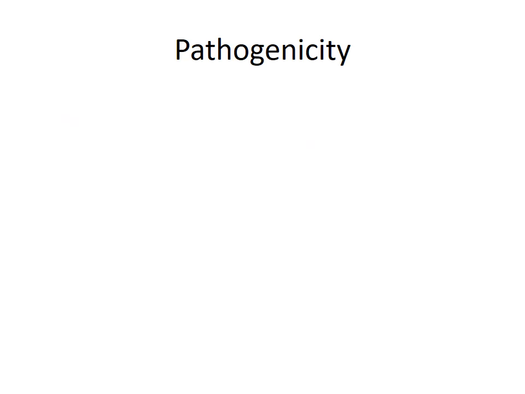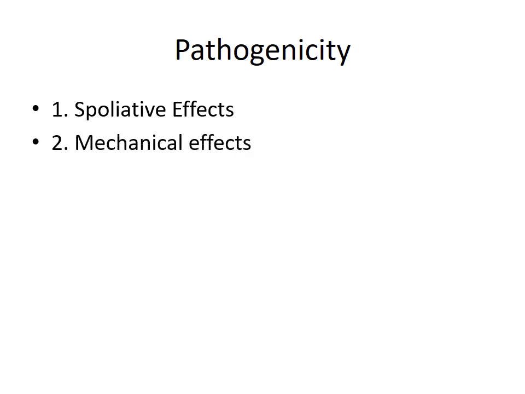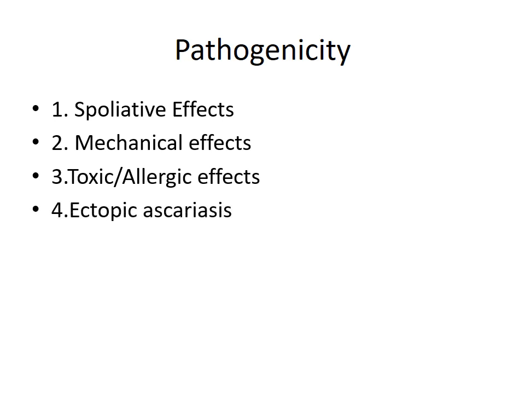So if we divide the pathogenicity of adult worm into groups, you can divide it into four broad groups. One is the spoliative effects, or you can say nutritional effects. The second is mechanical effect. Third is toxic or allergic effects. And fourth is ectopic ascariasis. Ectopic means when you see this worm at unusual sites other than the intestine. So that is known as ectopic ascariasis.